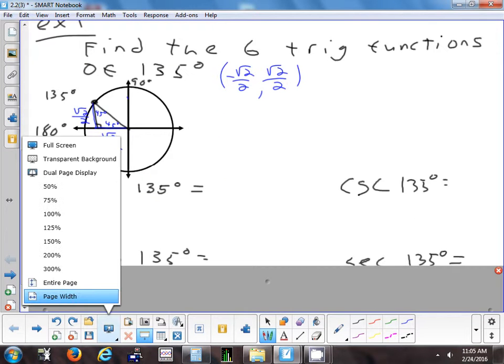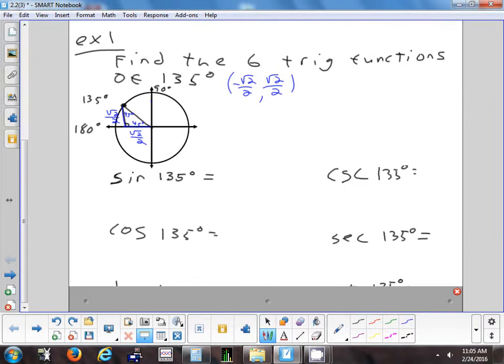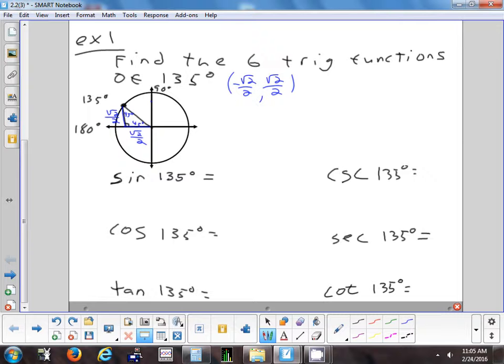All right, let's start with our sine. Natalie, what is my sine? Positive root 2 over 2. Yep, sine is y. John, what about my cosine? Negative root 2 over 2. Yep, it's the x value. And now tangent, just imagine putting a line in here and dividing these two things. Amy, what would you get if you divide root 2 over 2 by negative root 2 over 2? Yep, negative 1. Any question on the first three?